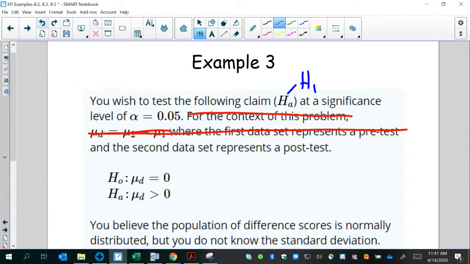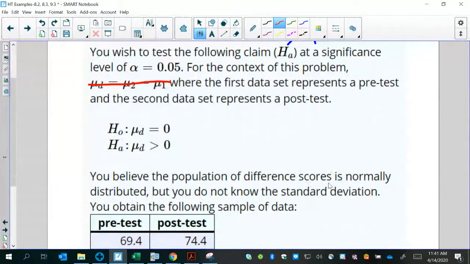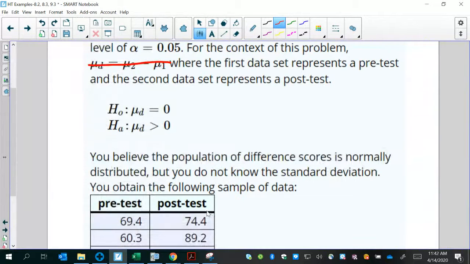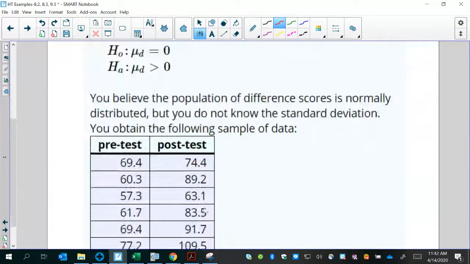Well, we don't have to ignore all of it. We can just take out the part that's incorrect. Let's see. What else does it say here? Where the first data set, okay, that's fine. The first data set represents a pre-test, and the second data set represents a post-test. You believe the population of difference scores is normally distributed, but you do not know the standard deviation. You obtain the following sample data.